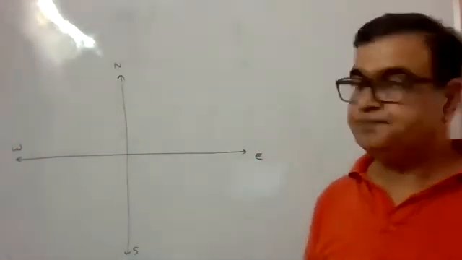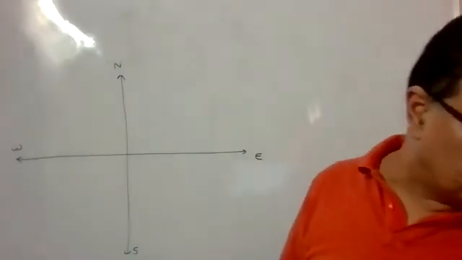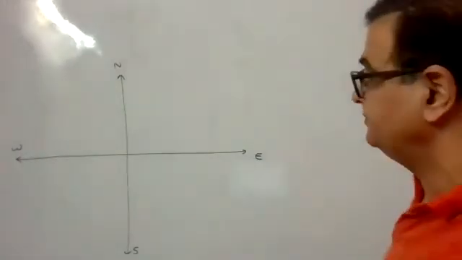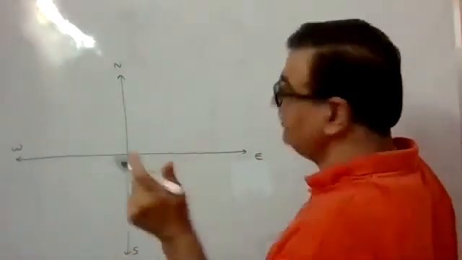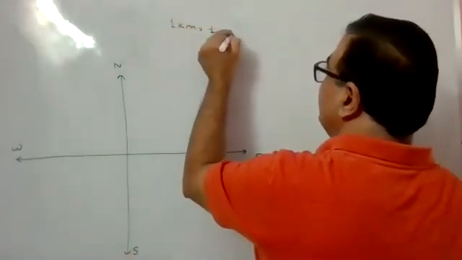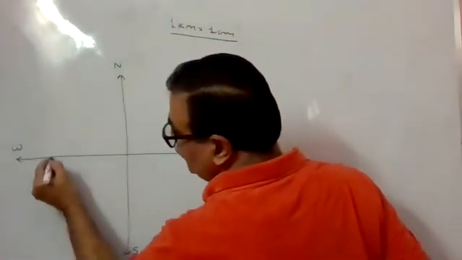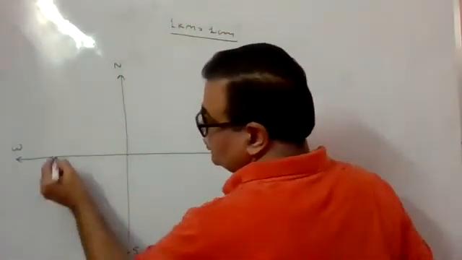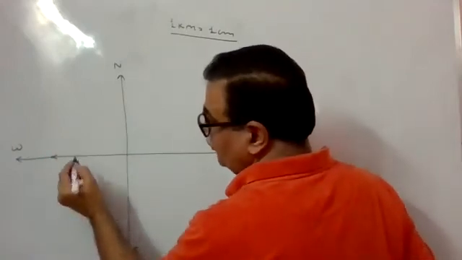Question says a girl walked 4 kilometers towards west. यहाँ से 4 kilometer west जा रही है. I take 1 kilometer as 1 centimeter. This is the scale I have taken. So I am going to move 4 here. So she will reach here first. This length is 4.